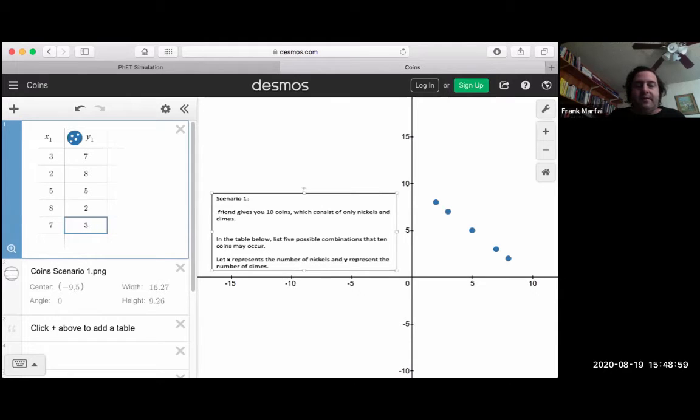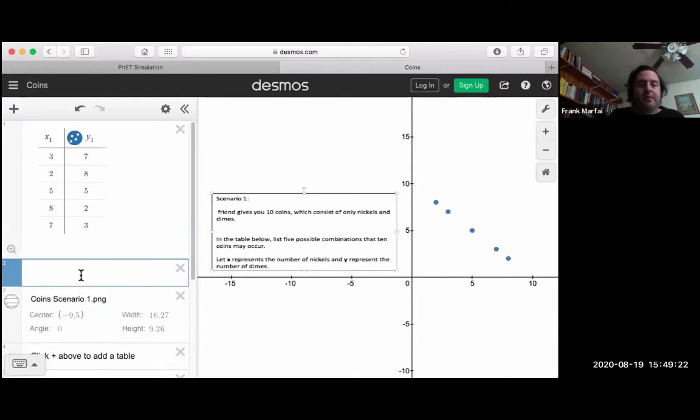Then further in the discussion, I'd ask them, can they write an equation that represents that there are 10 coins? I'd ask them to create a blank line and write what they think relates the nickels and dimes, knowing that you have 10 coins altogether. You can add an equation, or in this case an expression. What's nice about Desmos is it does not have to be written in a particular form, so it lets them create intuitively what they think is happening.